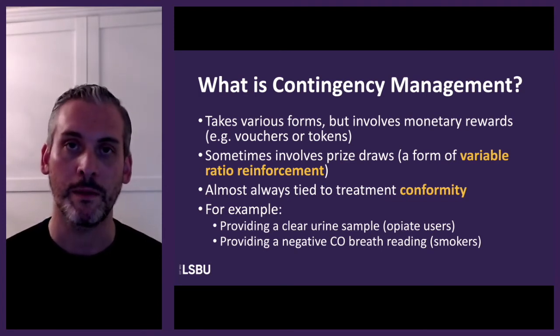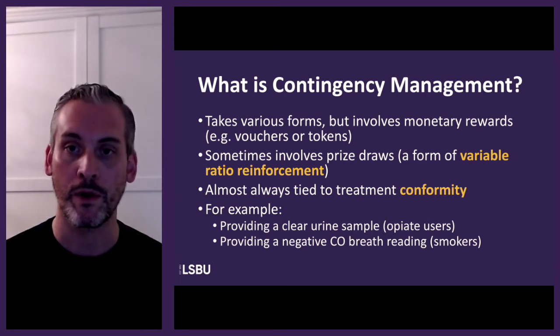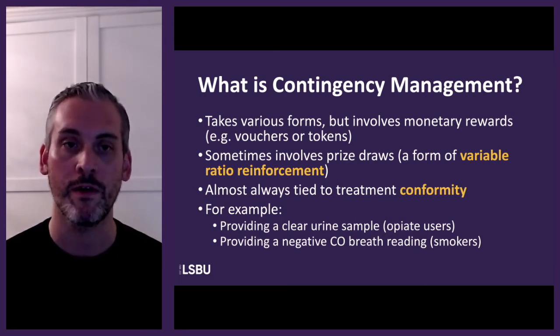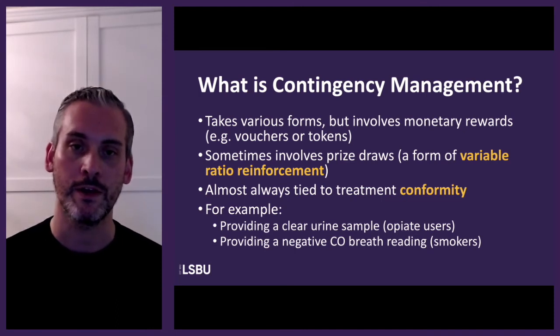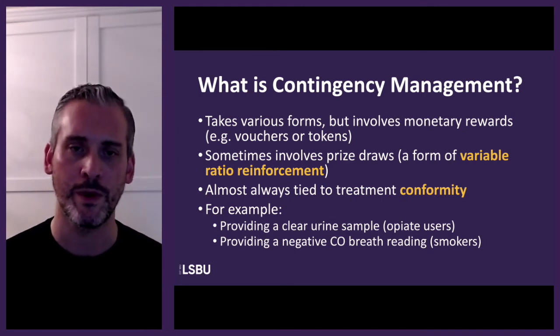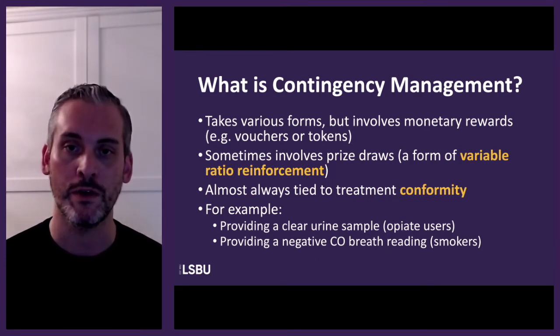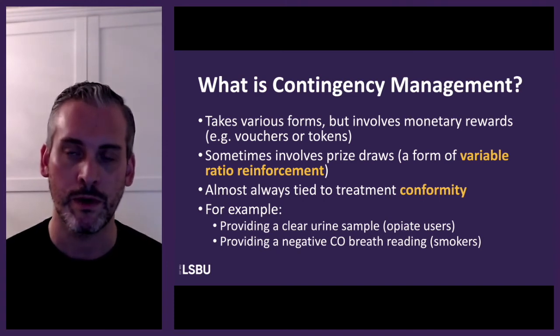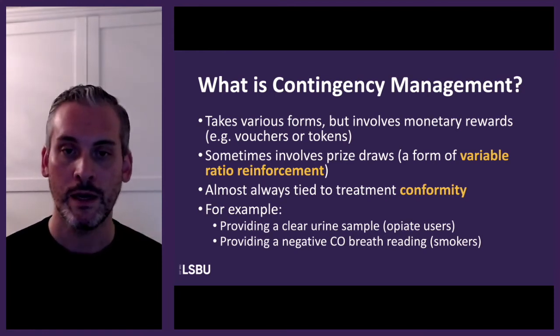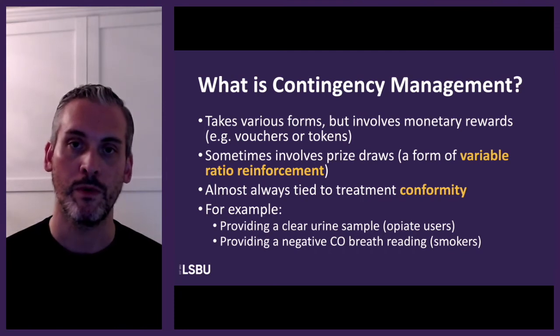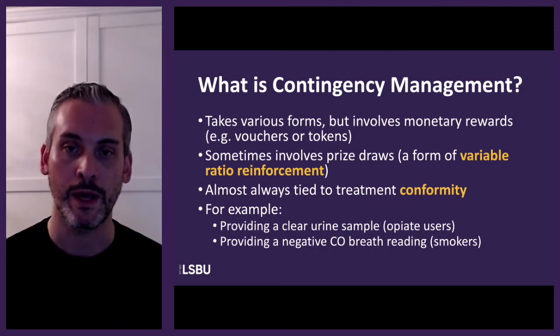And again, reflecting back on the work around operant conditioning, this is something that we'd describe as a form of variable ratio reinforcement, where people know that they can win a reward, but it's not a certainty when exactly they'll get it. And interestingly, it's almost always tied to treatment conformity. So, for example, a service user may be given vouchers, tokens, or be given tickets to enter a prize draw as a result of providing a clear urine sample in the case of opiate users, or a clean carbon monoxide breath reading in the case of people who are aiming to cut back or quit smoking.